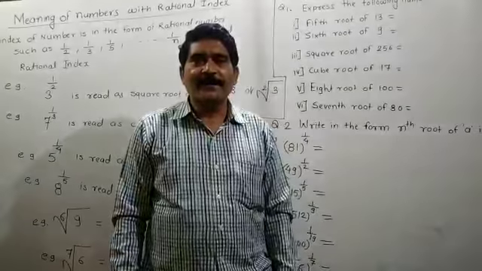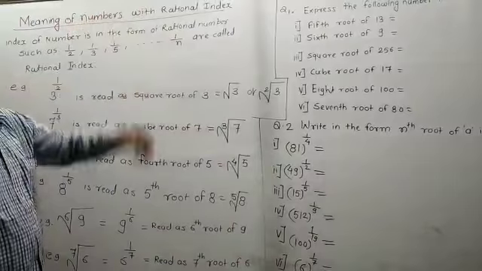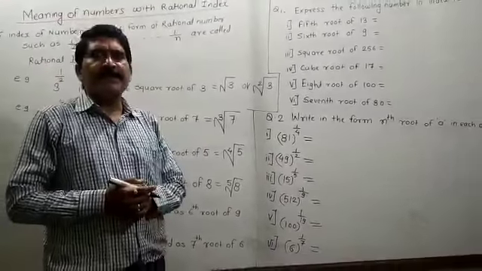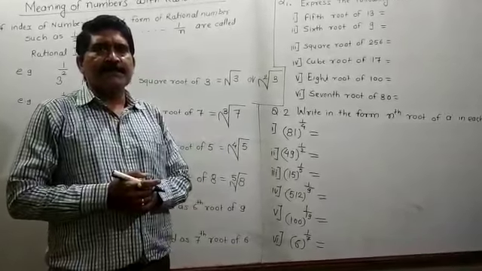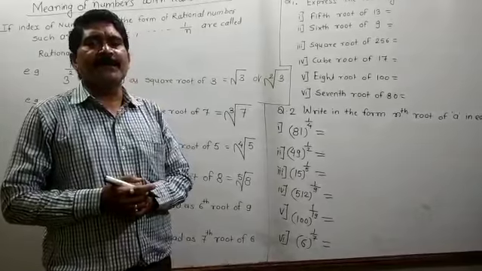Friends, today you have to start with the new topic: the meaning of the numbers with the rational index. What is the meaning of rational index? If the index of the number is in the form of a rational number, at that time you have to say that one is called the rational index.